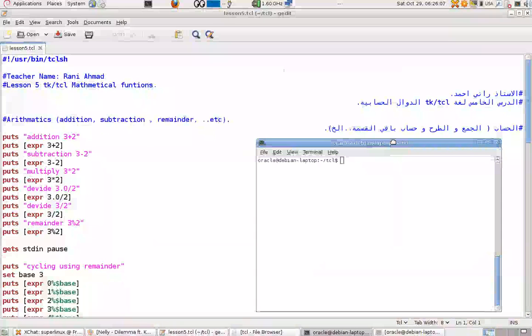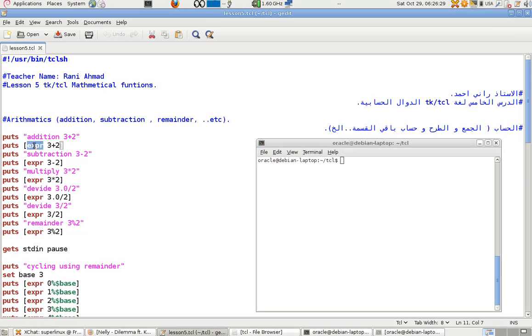Okay, this is lesson 5 in Tk-Tcl programming, and we're going to talk about mathematical functions and how to do math and arithmetic in Tk-Tcl. Now, we usually use this command named expr, short for expression. I'm going to tell you how to add, subtract, multiply, divide, and get the remainder, to get the remainder of the division.